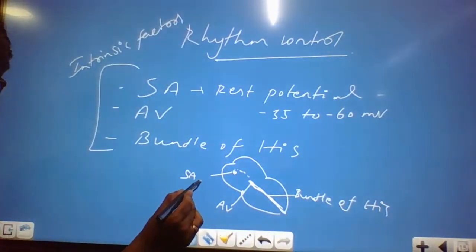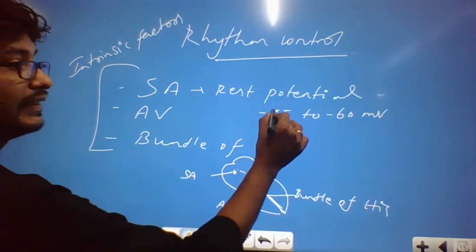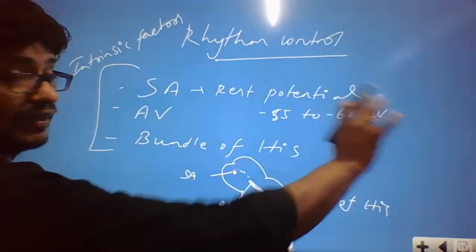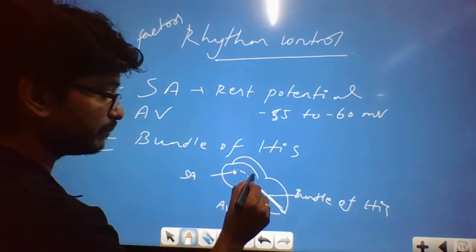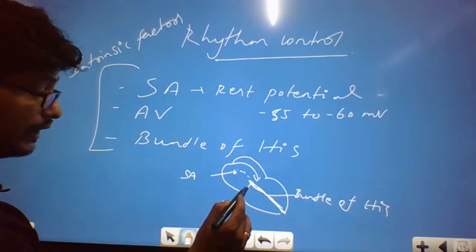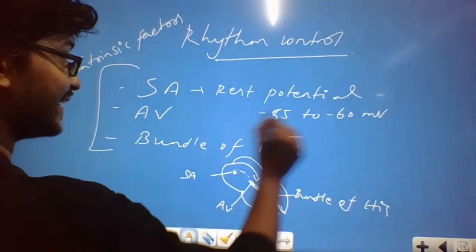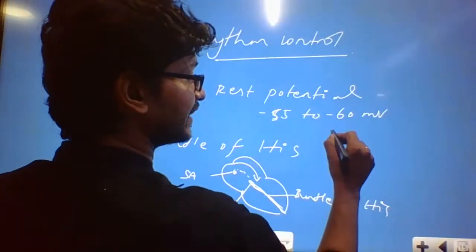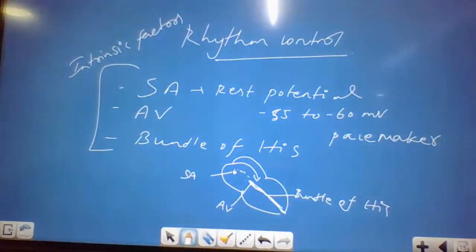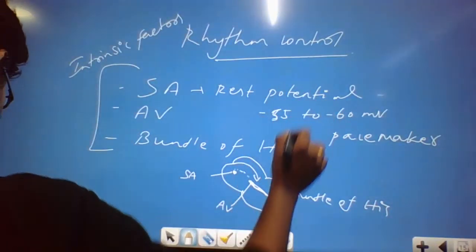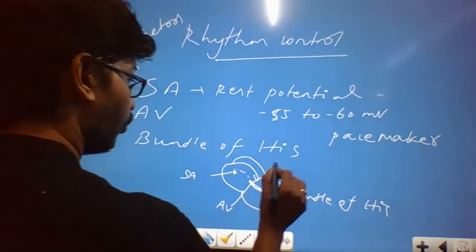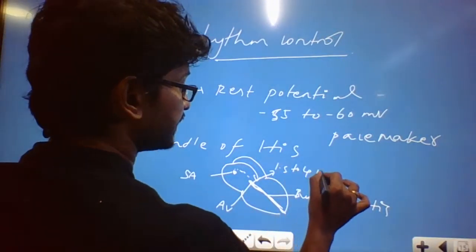So when the SA node is in a resting potential, this is minus 55 to minus 60 millivolts that it produces. Then it conducts the electrical potential to the atrioventricular node. From the atrioventricular node it is minus 55 to minus 65, which acts like a natural pacemaker. And the speed of the potential that you could see is about 1.5 to 4 meters per second.